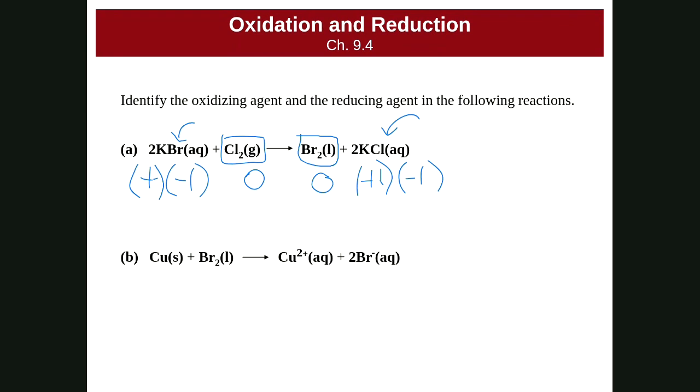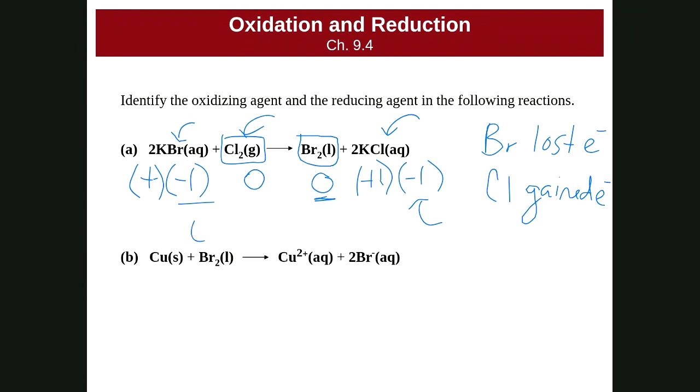So what do we have? We have bromine going from a -1 state to a 0 state. So to go from -1 to 0, bromine lost electrons. Chlorine is a 0 and it's going to a -1, so it's going down in charge. So chlorine gained the electrons. From our little mnemonic here, Leo the lion goes grr, that means that bromine is being oxidized and chlorine is being reduced.